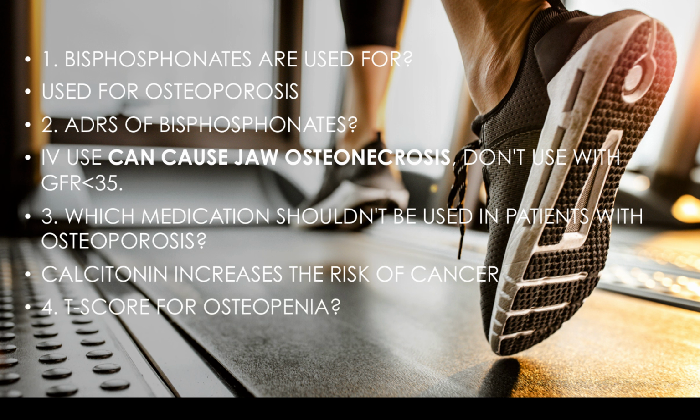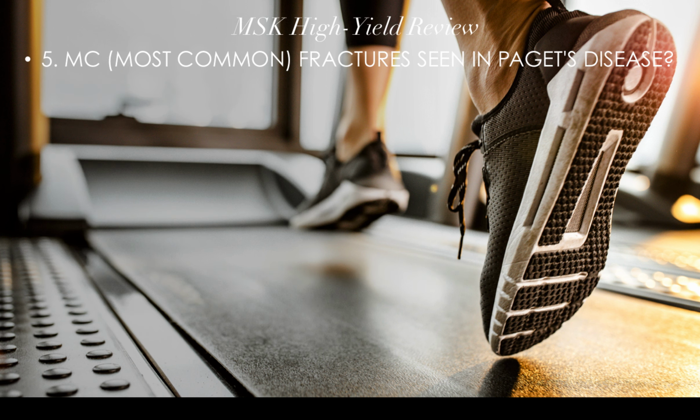Question number 4. What is the T-score for osteopenia? They're going to give you a DEXA scan with different T-scores and ask you whether this patient has normal bone density, osteopenia, osteoporosis, and so forth. A T-score of -1 to -2.5 is considered osteopenia. Anything greater than -1, like -0.9, would be considered normal, and anything less than -2.5, like -2.6, -2.7, and so forth, would be osteoporosis.